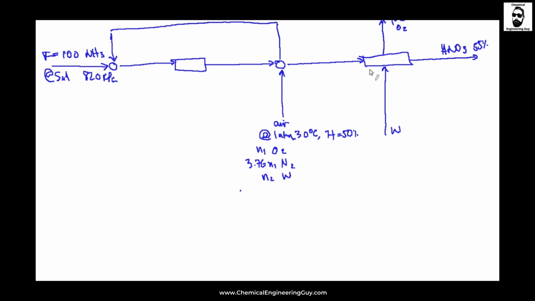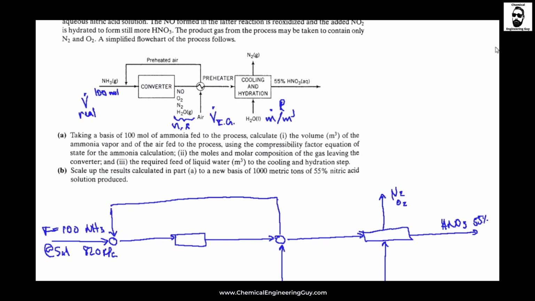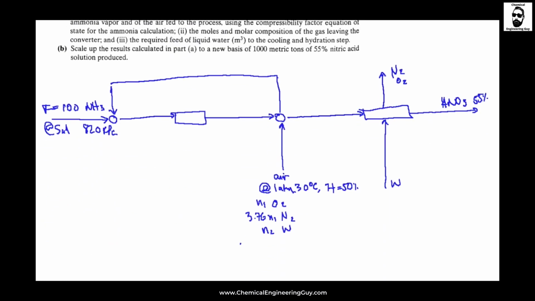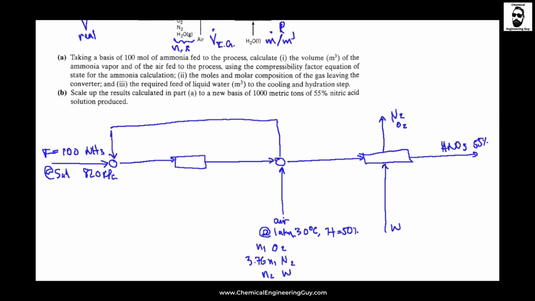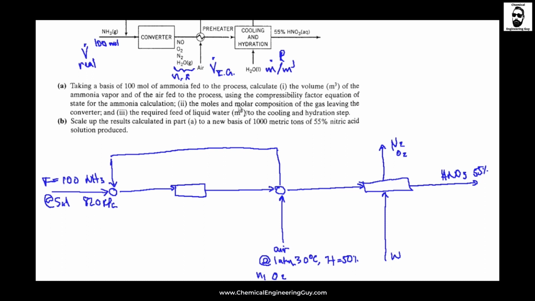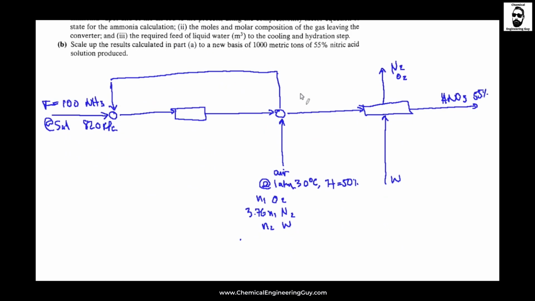Now I'm going to have the diagram states here. I'm going to have all these. So let me check, where do they ask me? The moles and molar composition of the gas leaving the converter. So it's here. Go here, and it's N3, N4, N5, and 6. So I have water, I have oxygen, I have nitrogen, I have, what else? Oh, of course, NO. Good.